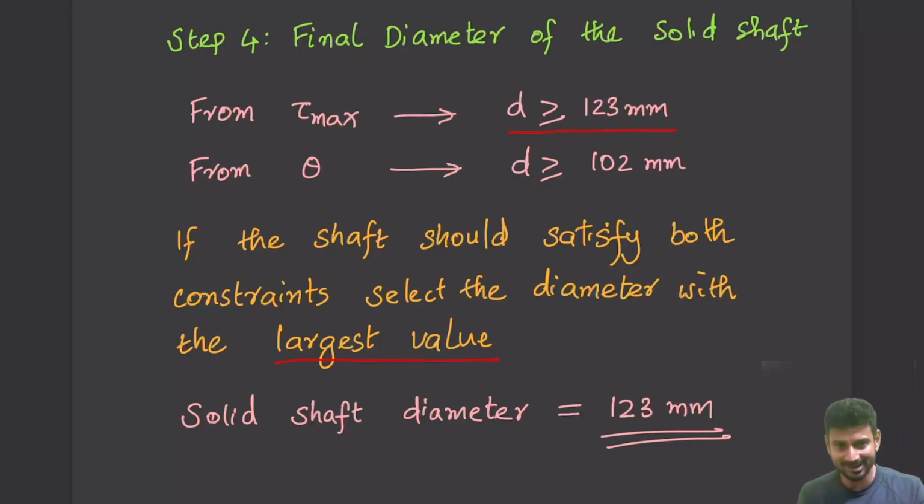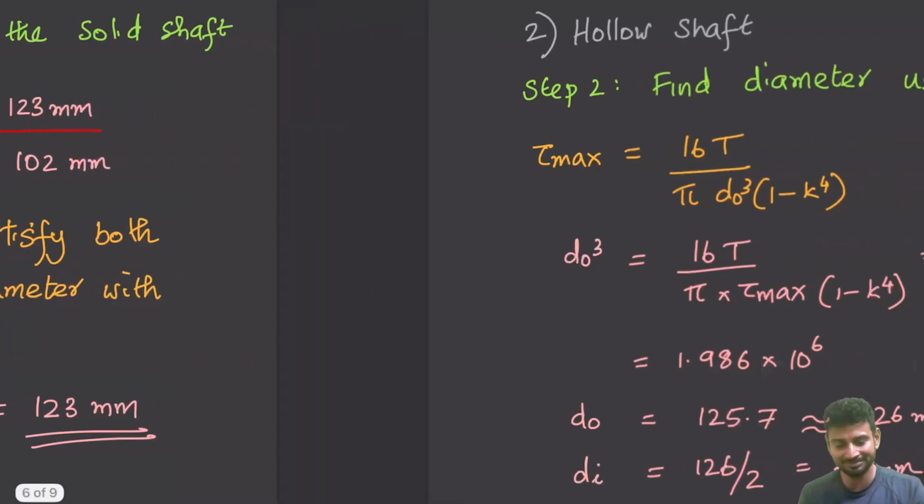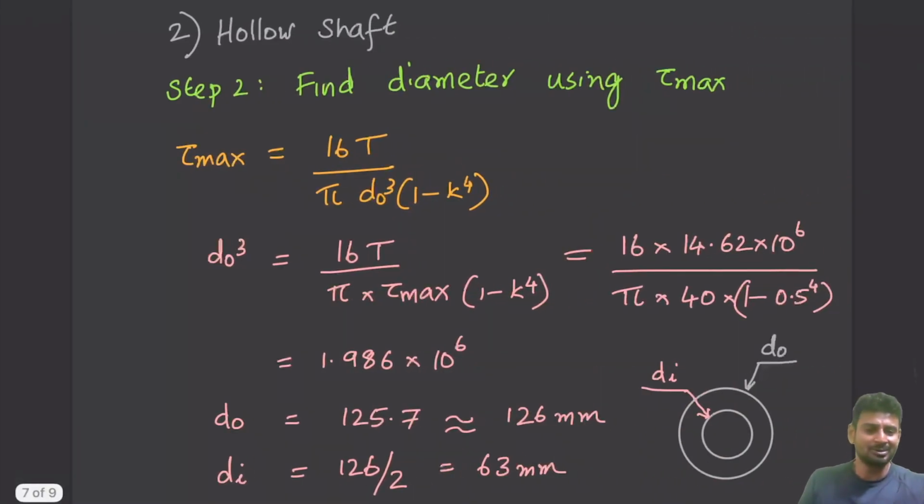Now we will go to the second part to calculate the diameter of the hollow shaft. So the steps are the same. First, we will use the first criteria, which is the shear stress should not exceed the Tomax value, which is 40 Newton per millimeter square. And in the next step, we will try to satisfy the second criteria, which is the angle of twist criterion.